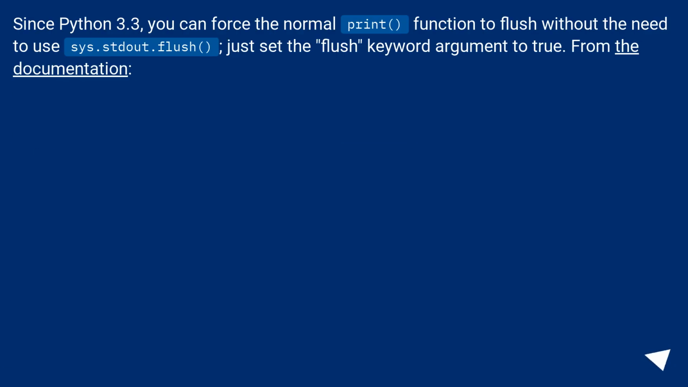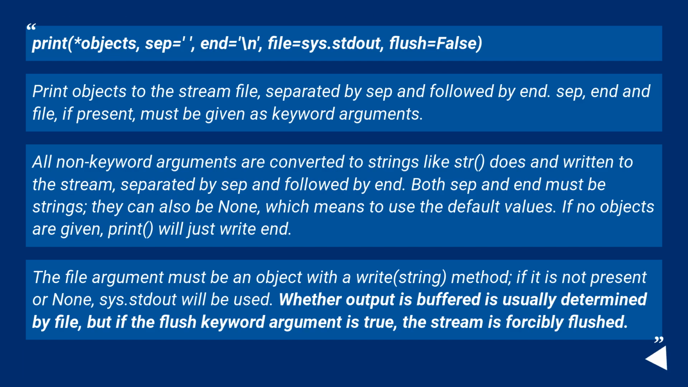Since Python 3.3, you can force the normal print function to flush without the need to use sys.stdout.flush. Just set the flush keyword argument to true. From the documentation: print(*objects, sep=' ', end='\n', file=sys.stdout, flush=False). Print objects to the stream file, separated by sep and followed by end.